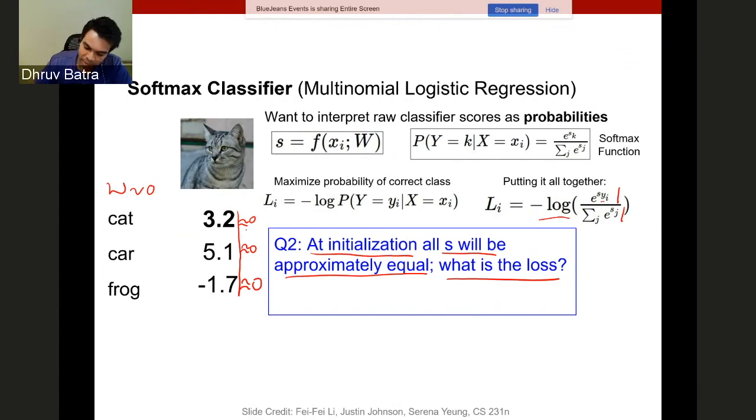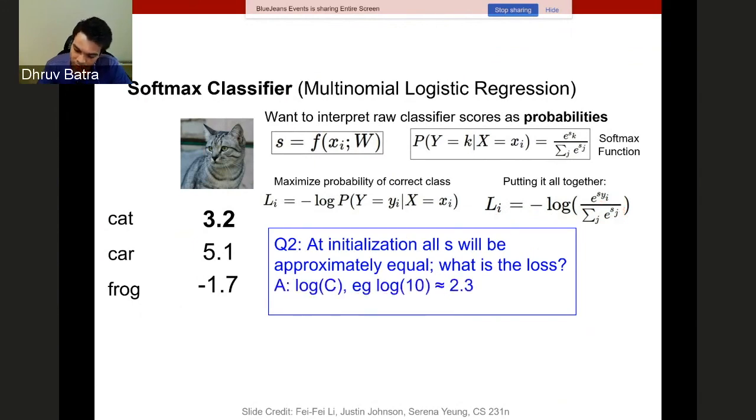Because basically when scores are zero, when you exponentiate and normalize, all the probabilities that your softmax will predict will be 1 over k, where k is the number of classes, because e to the 0 is 1, and you'll normalize that. So you'll get a uniform distribution, and you'll take a negative log of 1 over k for all examples. So you'll get log k, where k is the number of classes, for all of these. So log c, if c is the number of classes, 10, in this case 2.3.